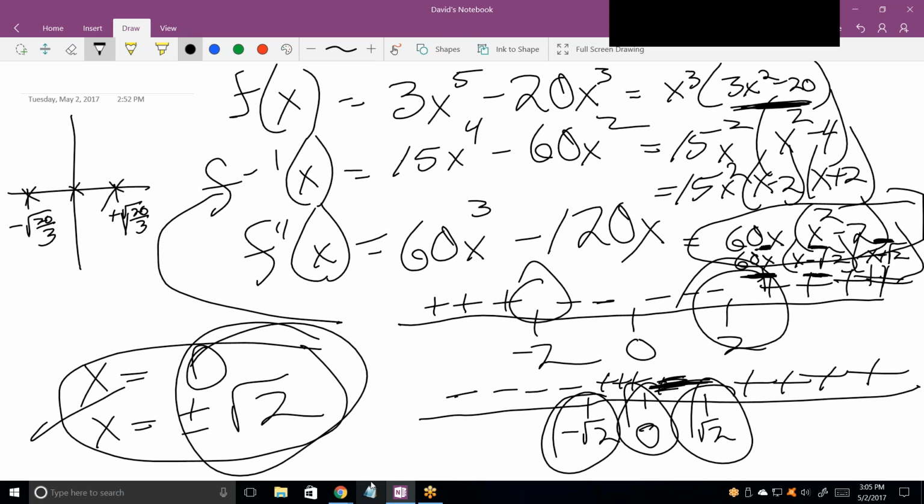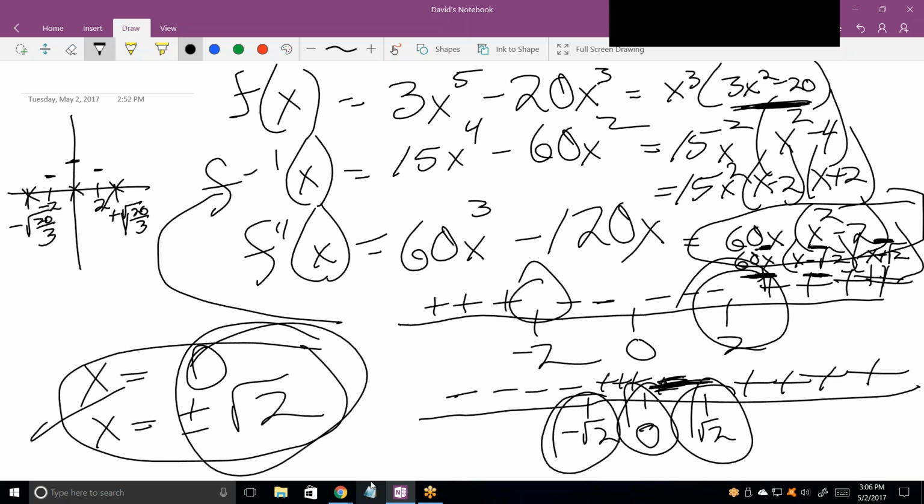Now, if I look at my first derivative, when the first derivative is 0, which is at 0, 2, and minus 2, then my original function must have a flat horizontal tangent line. So I have a horizontal tangent line there, there, and here. And that's all I know at the moment.